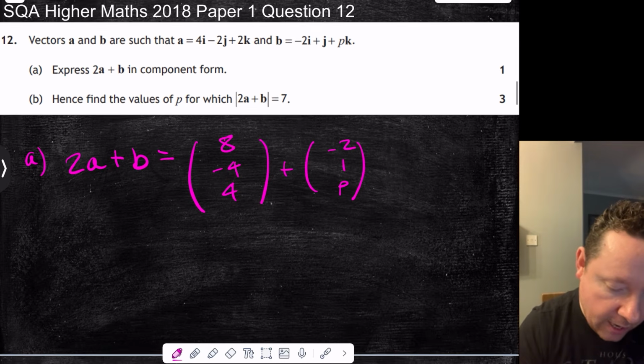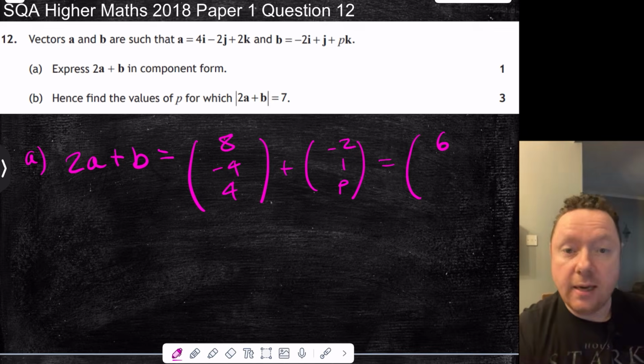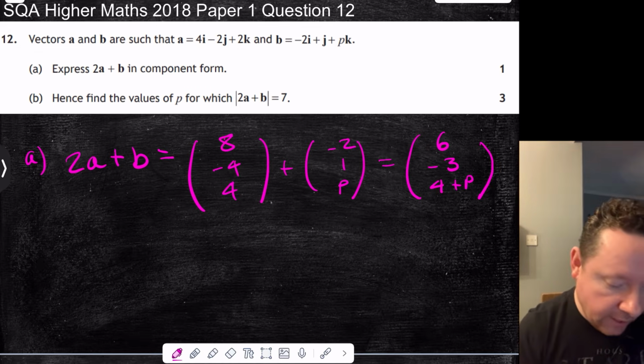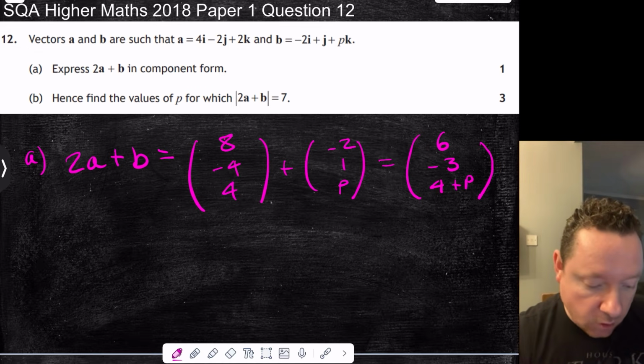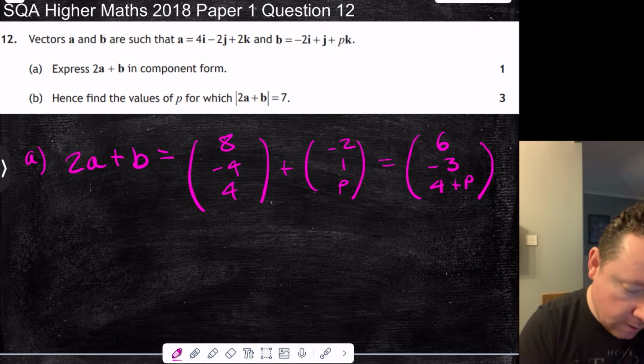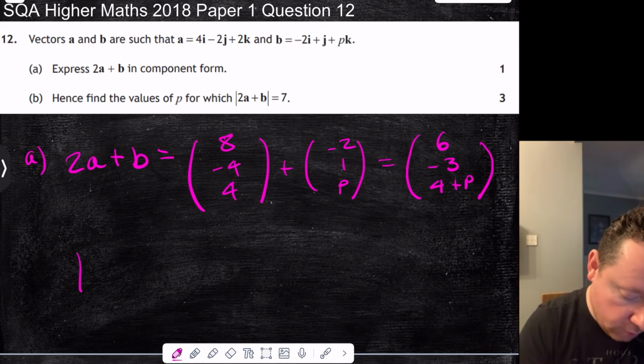So then we can just add each element. 8 minus 2 is 6, minus 4 plus 1 is minus 3, and we've got 4 plus P on the end. And we're done there. Part B says, hence find the values of P such that the modulus of 2A plus B is equal to 7. Okay. Modulus is the size of, right? So we've got the size of 2A plus B.